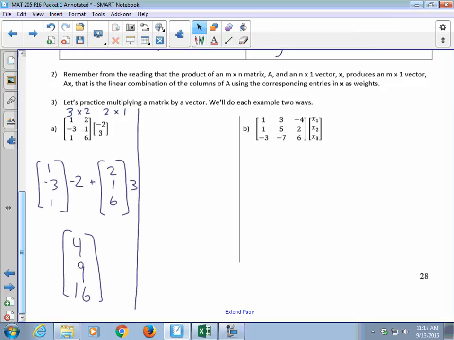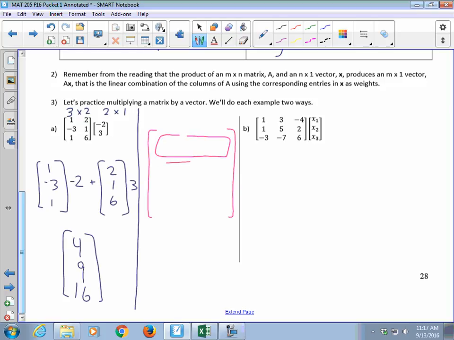All right, so in my second method, that's where I like to know the dimensions of the answer before I start. I know my answer is going to be a 3 by 1 matrix, 3 rows, 1 column. So I like to set up the general shape of it. Okay, it's 3 by 1, 3 rows, 1 column, or think of it as a vector with just 3 entries. All right, then I fill it in.